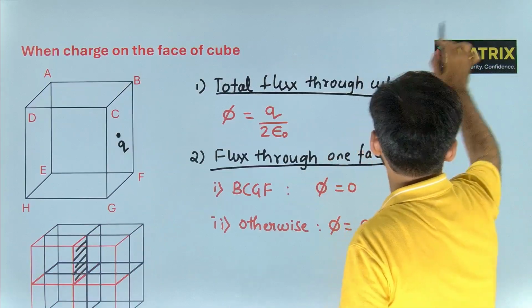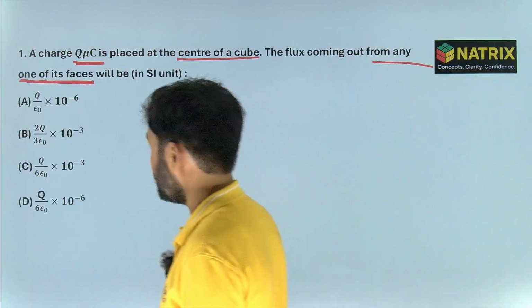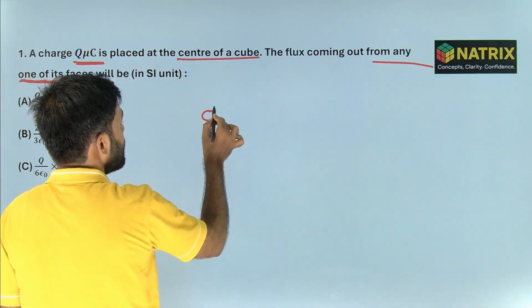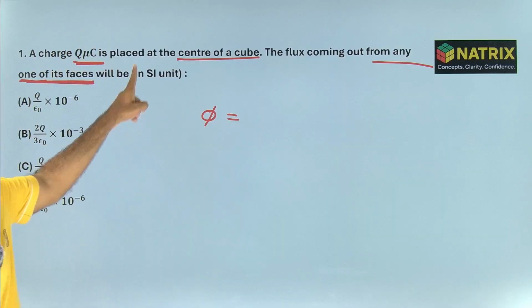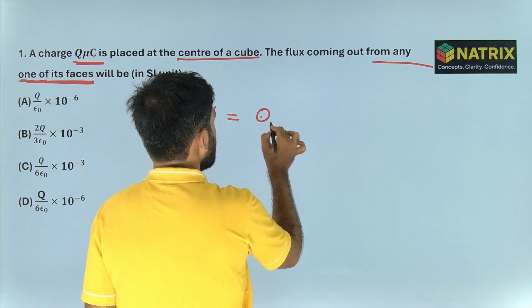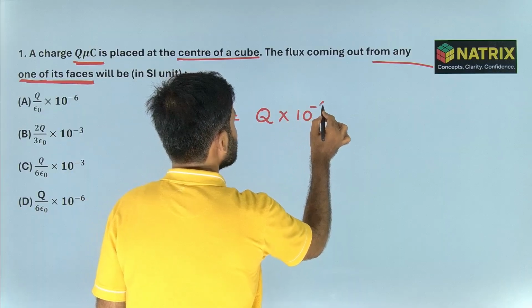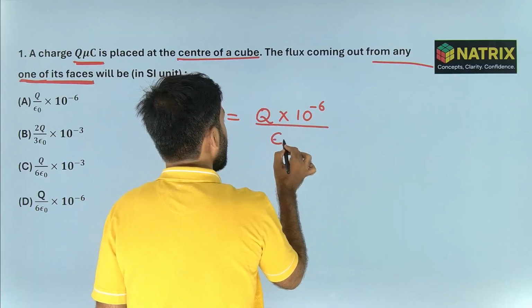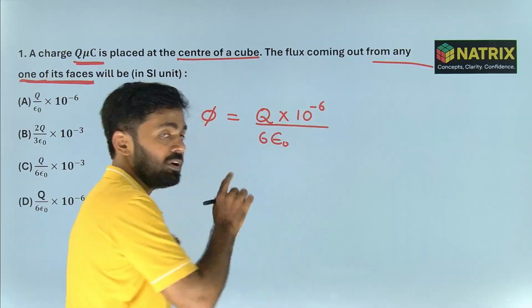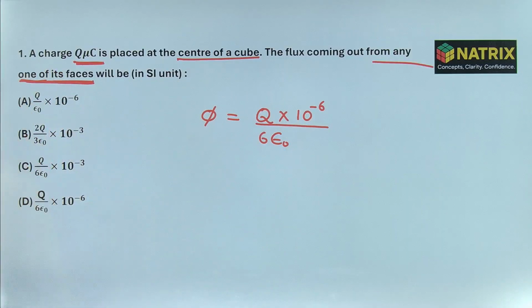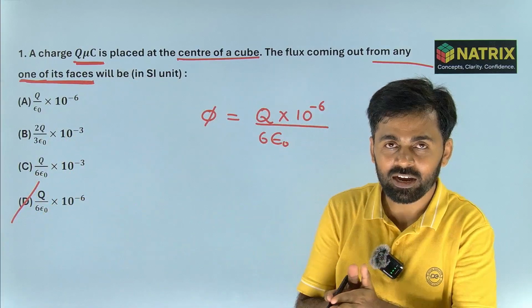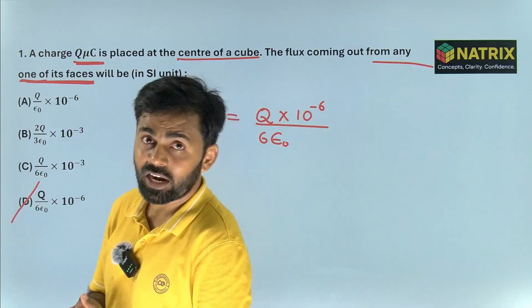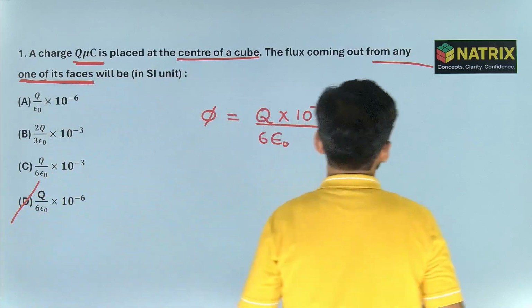Now in this case, the question they are asking is the flux through one face. But what is the charge here? The charge is Q microcoulomb. Q micro is 10 to the power minus 6, divided by 6 epsilon naught, because they are asking through one face. So the answer is option D, Q by 6 epsilon naught into 10 to the power minus 6. Right.